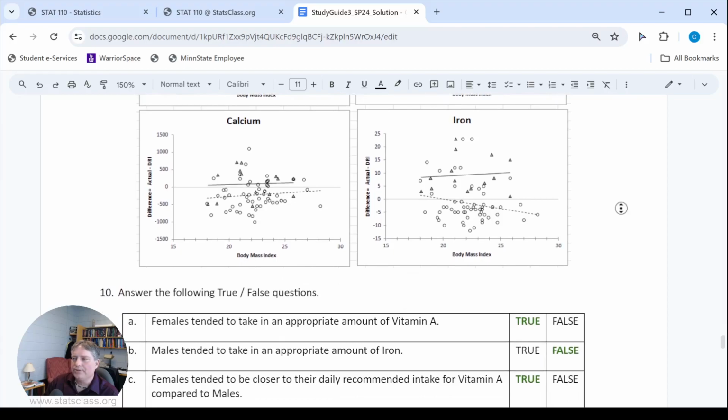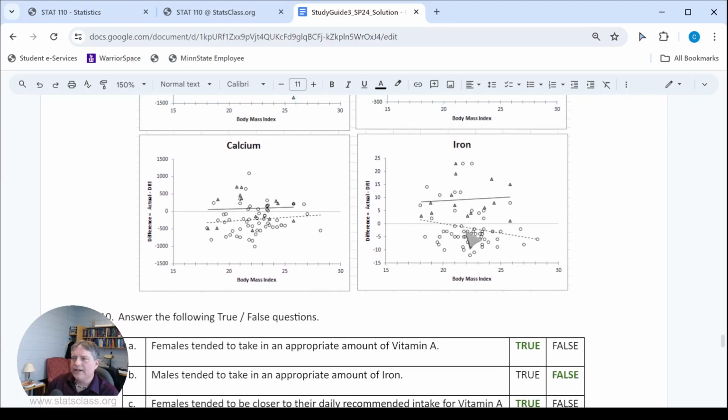Males tend to take in an appropriate amount of iron. Looking at iron, the solid line is males here. That is false. They tend to be taking too much. Okay, they're clearly above our target line here.